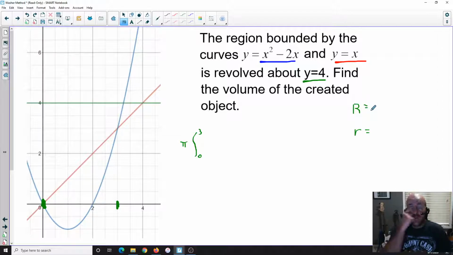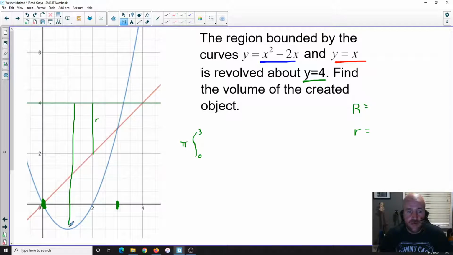So the key with this, if you're not rotating around the x or the y-axis, you need to go to the axis of rotation, and then we draw a line, or think about drawing a line in your head to the function itself. So the first function we hit, that's going to be the little r. Okay, so the second function, that's a much longer line, that's going to be the big R.